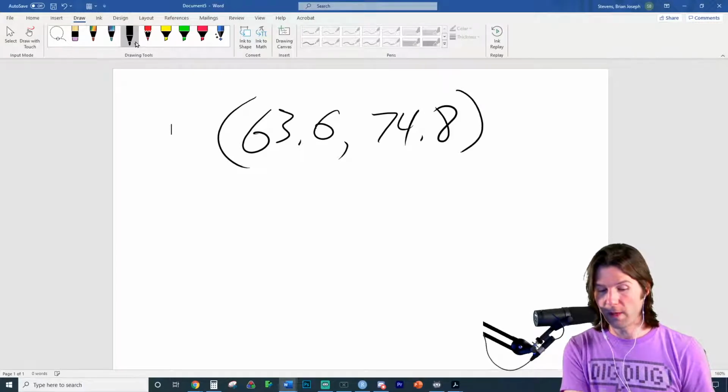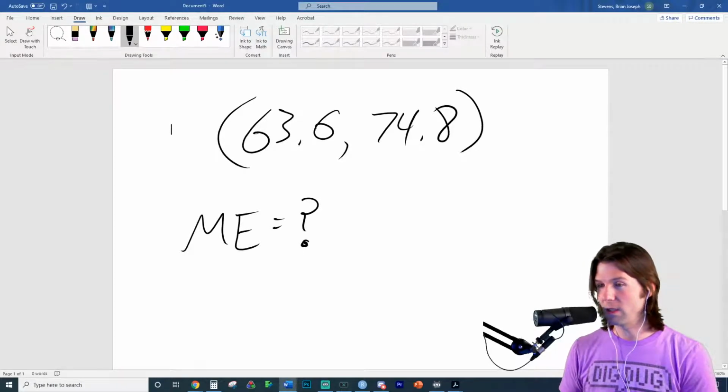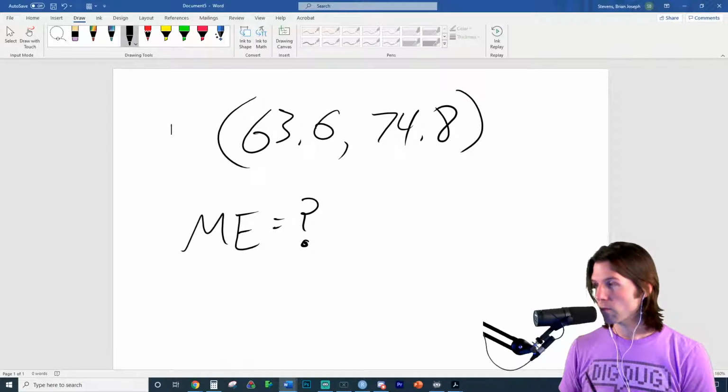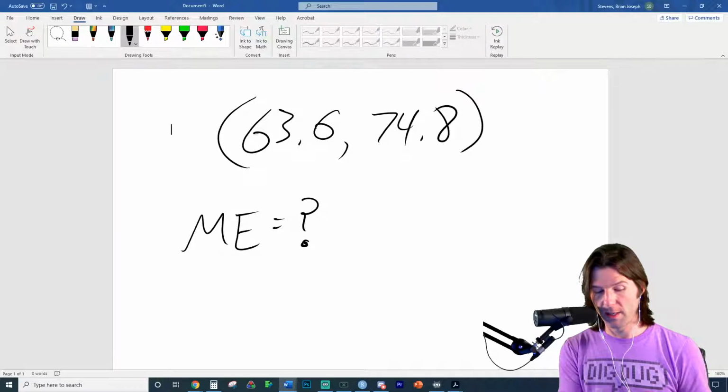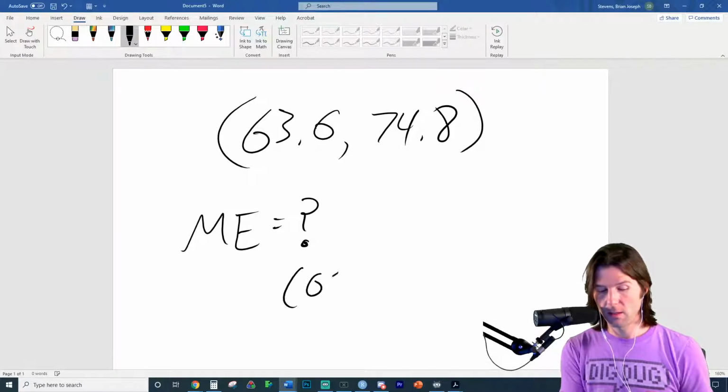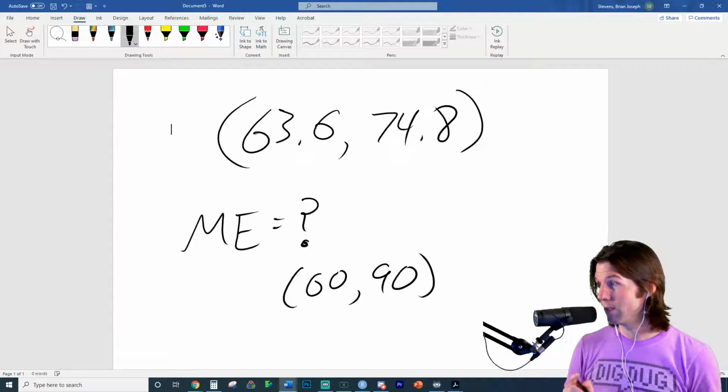Now, how can we find the margin of error? Before we solve this question, let's think of a really easy way to solve the margin of error. Try to solve the margin of error for this interval right here, 60 to 90. What is the margin of error for this interval?